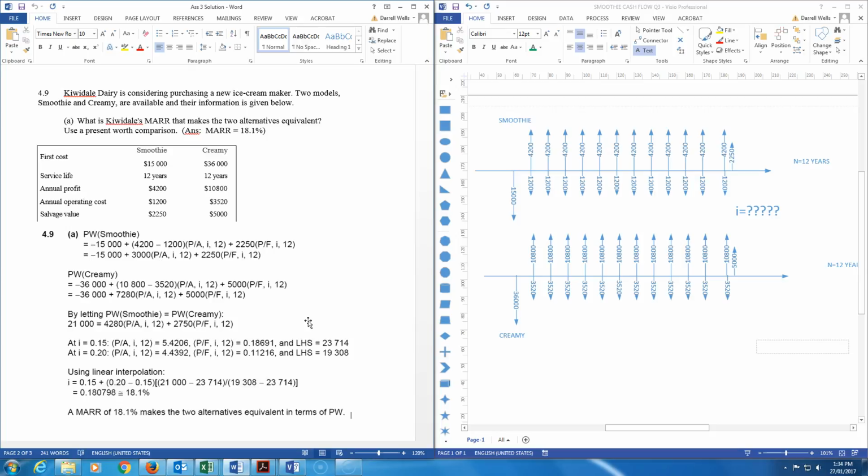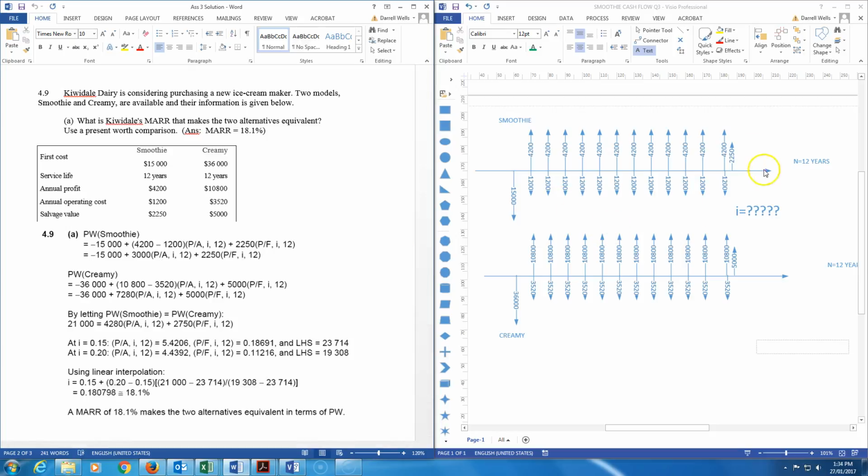It will also last 12 years. The annual profit from that unit will be $10,800. Our annual operating costs will be $3,520, and our salvage value at the end of 12 years for this creamy unit is $5,000. So, as I do with most problems in this course, I always draw a cash flow diagram.